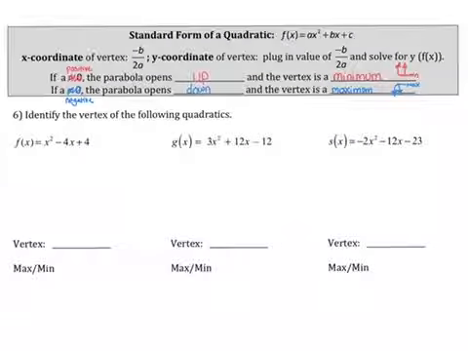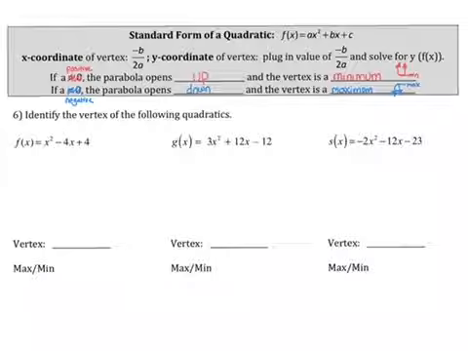Alright, so now that we know about our A values, which are the exact same as what we use for our vertex form. If A is positive, it doesn't matter what form it's in, that means it's going to be a minimum and it's going to open up. If A is negative, it's going to be a maximum and open down. Okay, so let's go ahead and actually solve for our vertex with this form.